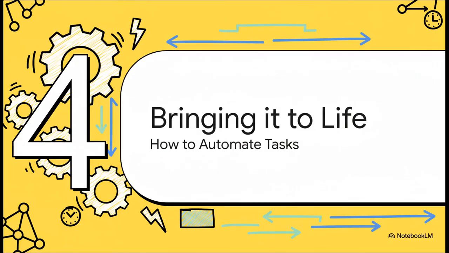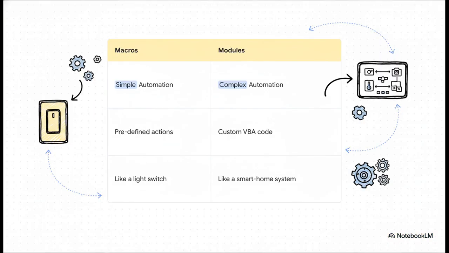So, our database house is really taking shape. We've got the foundation with tables, the blueprints with queries, and the doors and windows with forms and reports. But it's still a pretty static house. So now, let's add the electricity. Let's make things happen all by themselves. And to do that, we have two different tools, macros and modules.